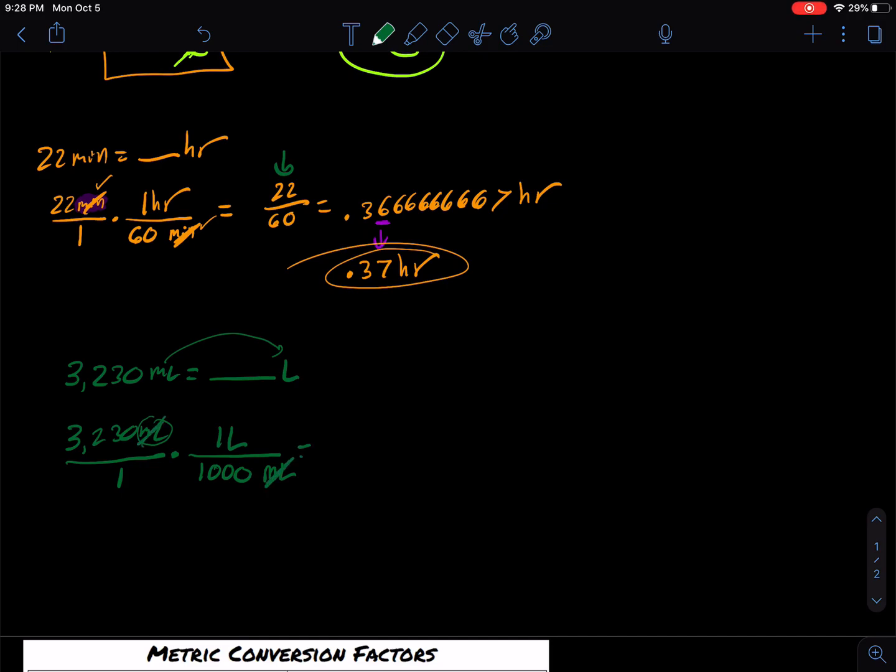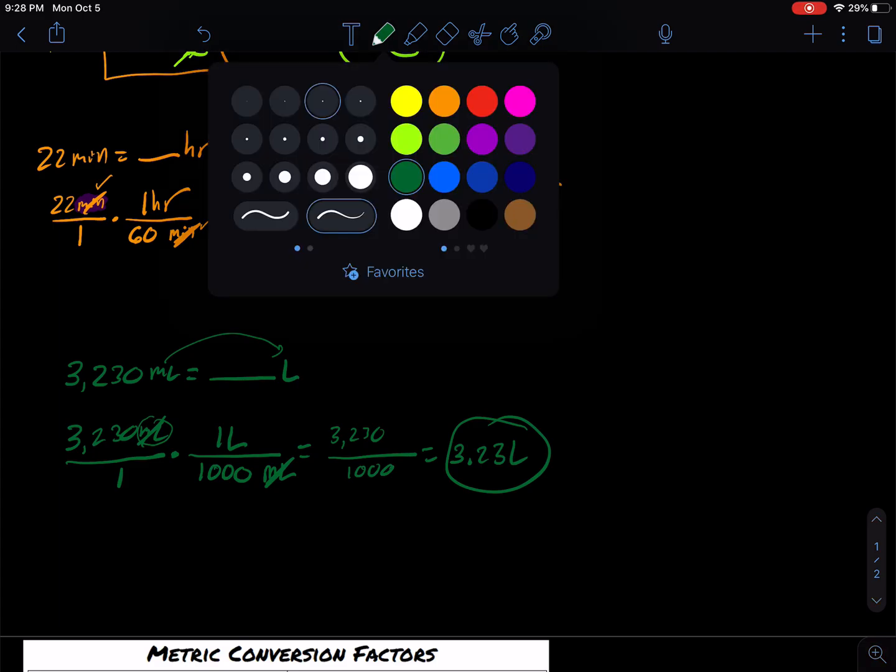Milliliters cancel. You get 3,230 milliliters over 1,000. Oh, actually, we don't need that there. Equals 3.23 liters. So that's how we do that unit conversion. And I want you to try one more on your own.